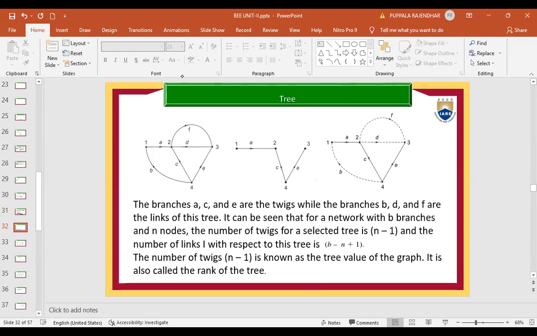See, for this graph, this tree we have considered. What are we calling these elements? Elements of a tree, or branches of a tree, called twigs. Very good. And the remaining elements, the ones we have not connected, we call links. So A, C, E are called the twigs, and B, D, F are called the links.